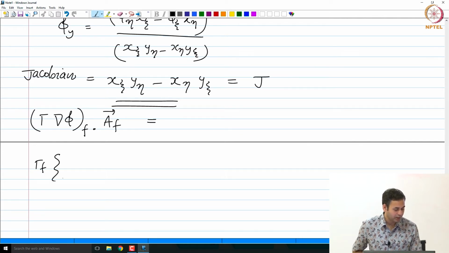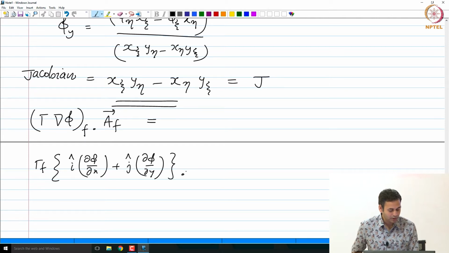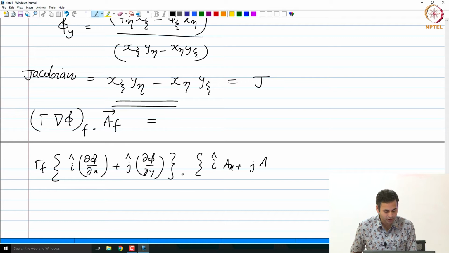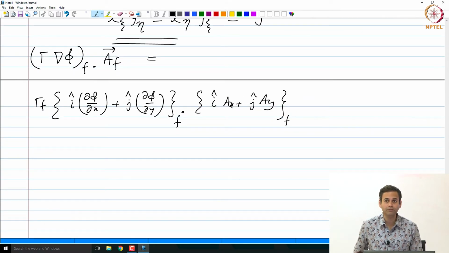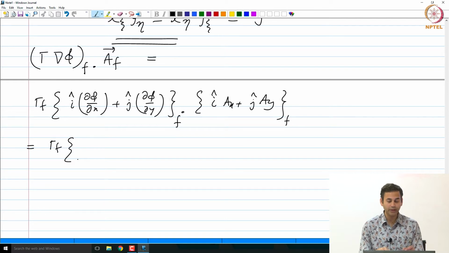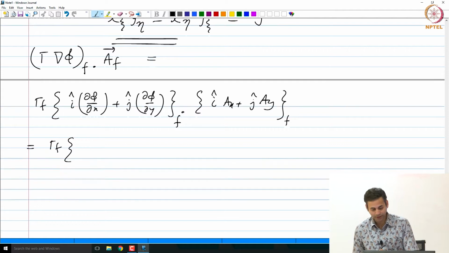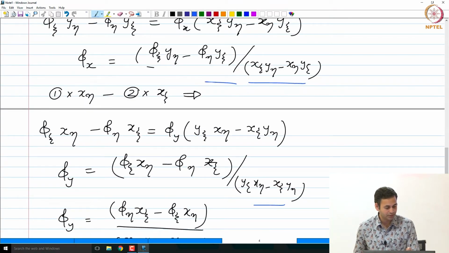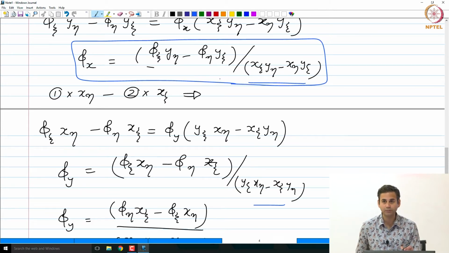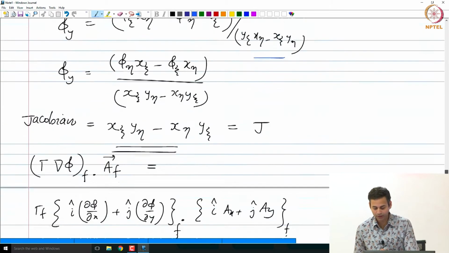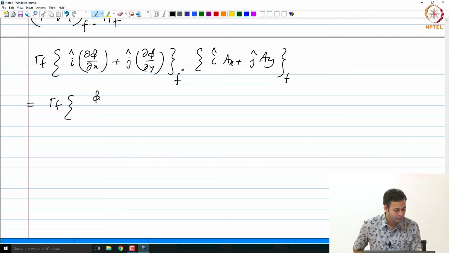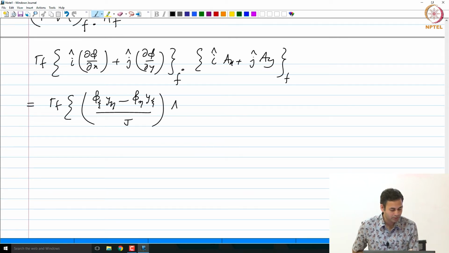This would be gamma f times (i hat partial phi partial x plus j hat partial phi partial y) dot (i hat Ax plus j hat Ay), right? This is evaluated at the face and this is also on the face. So that equals gamma f times, we will again get two terms, partial phi partial x and partial phi partial y multiplying Ax and Ay. How much is partial phi partial x? Basically that is this quantity, phi xi y eta minus phi eta y xi upon Jacobian times Ax, right?